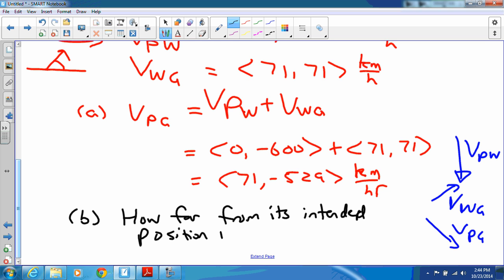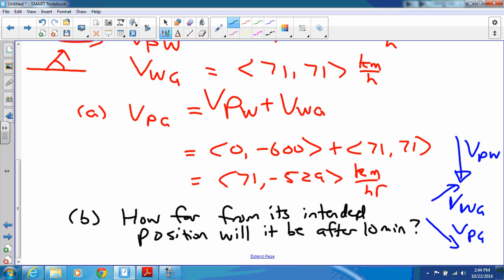Now the second question is, how far from its intended position will it be after 10 minutes? If that's kilometers per hour, can we use that conversion factor? All right. So what is this question asking anyway? Change in distance over a certain amount of time, the change in distance in the x direction.